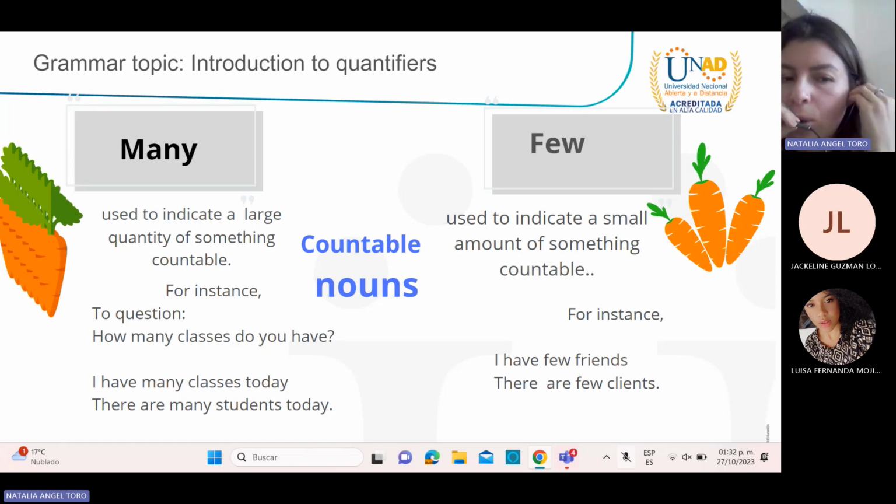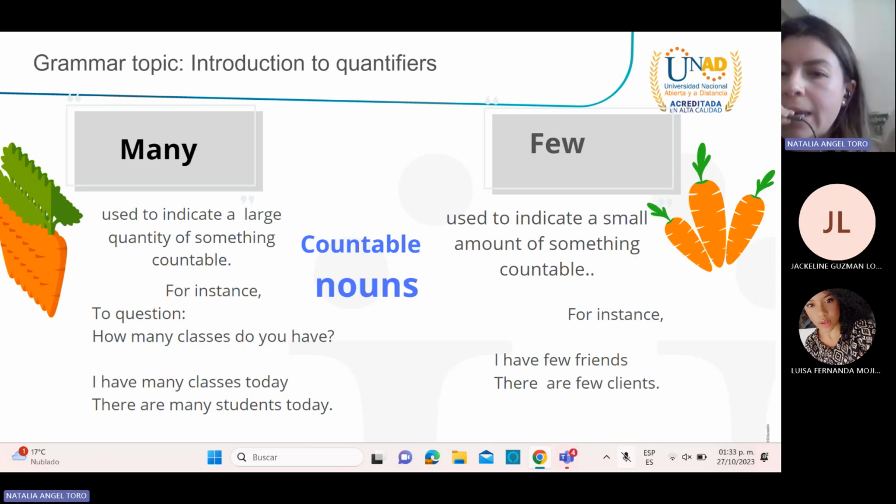So how many is used to write a question or ask something, but also to answer, or even in a negative way. I mean, it depends on the tense we are using, but at the end, we have to pay attention to whether we have a noun that is countable or not.